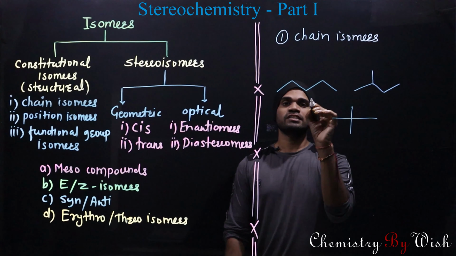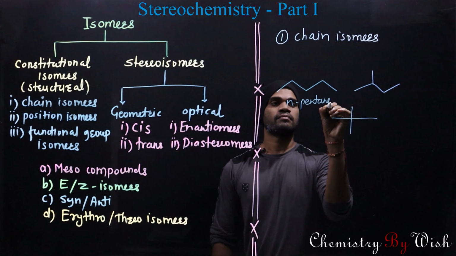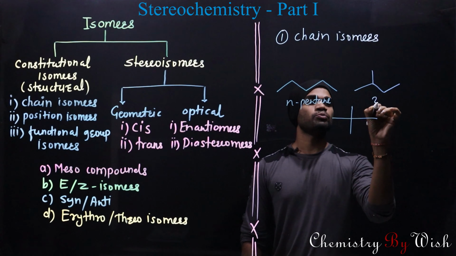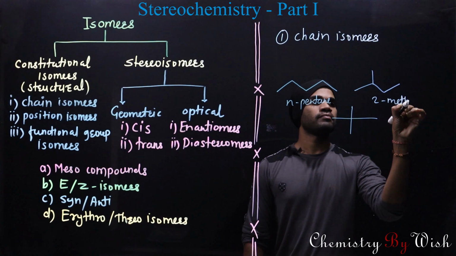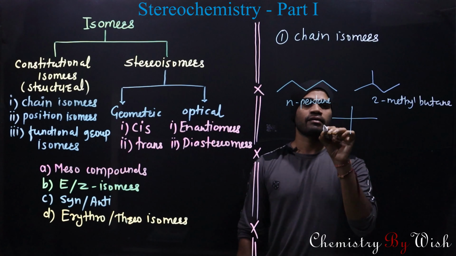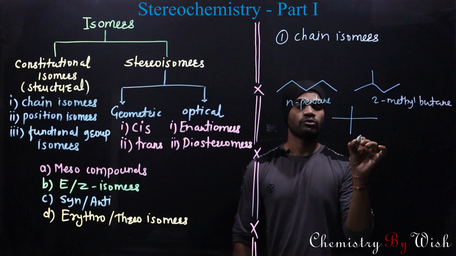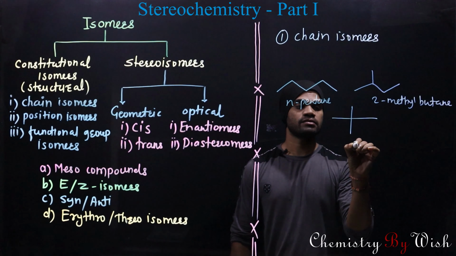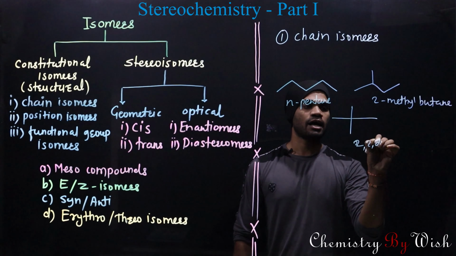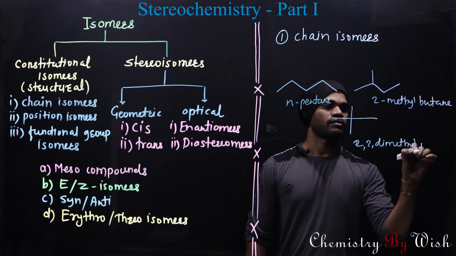Okay, so first example, that is the N-pentane. Second example, that is the 2-methylbutane. And if we look at the third example, that is the tertiary pentane, or we call it 2,2-dimethylpropane.